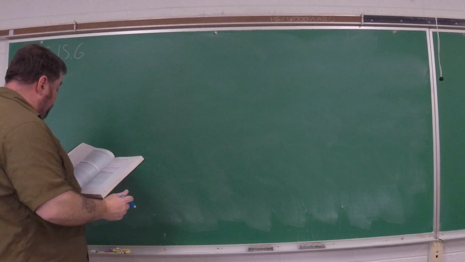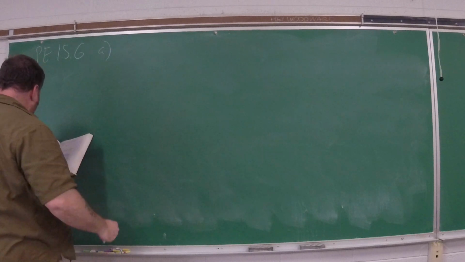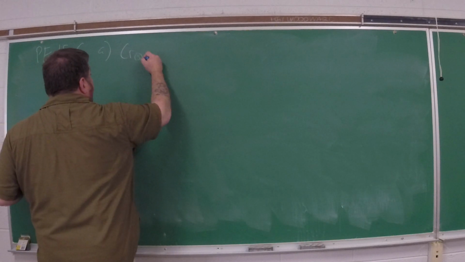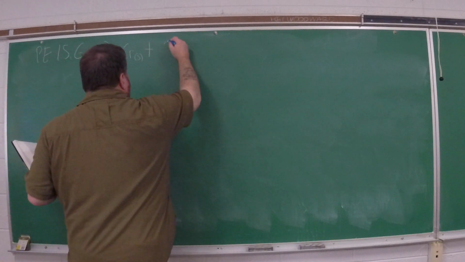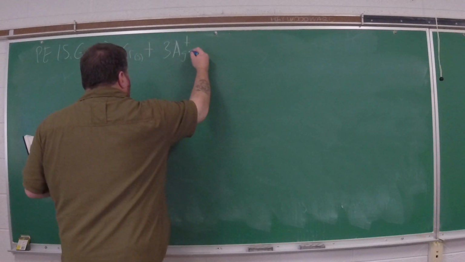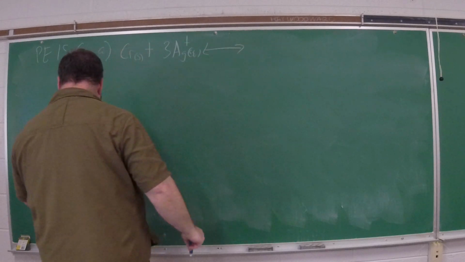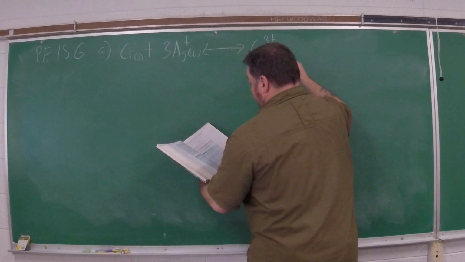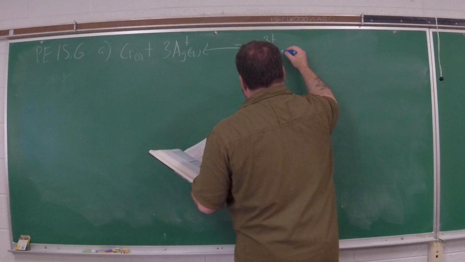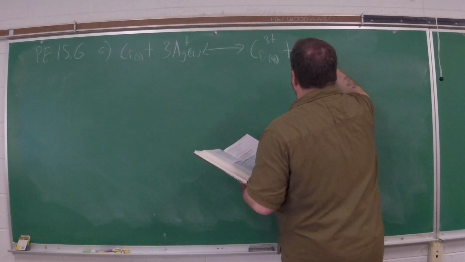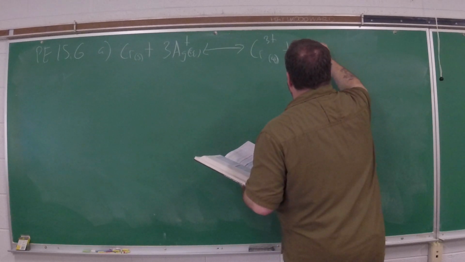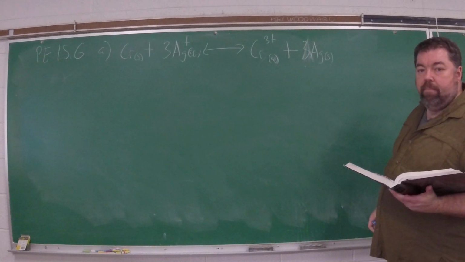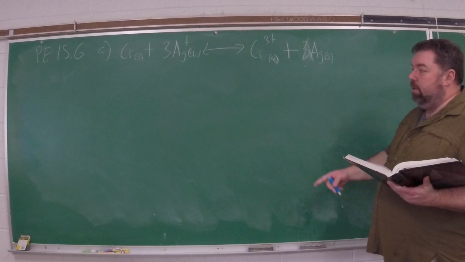Oh, I guess we'll just do both of them. We'll do A and B. All right. A, they want you to write Kc for this. We're going to have chromium solid plus 3 Ag+ aqueous going reversibly to chromium 3+ aqueous, sorry, plus 3 silver solid. Okay? Go ahead and write out Kc for that.